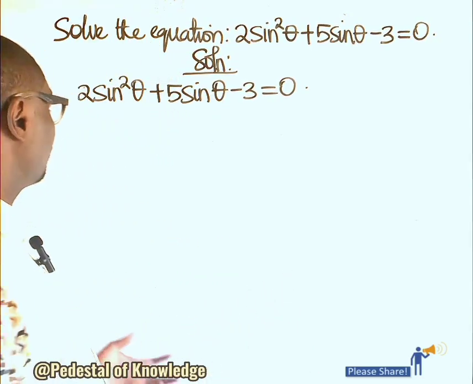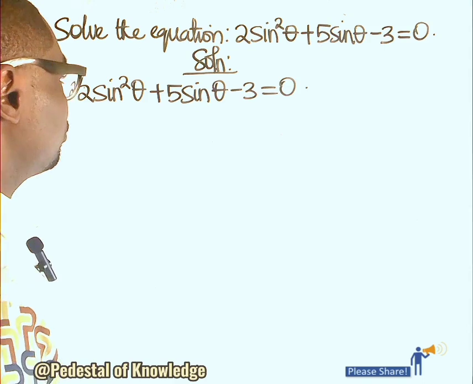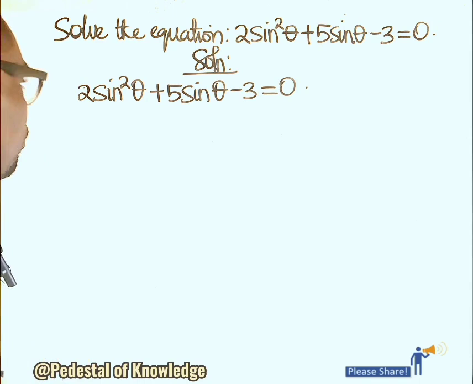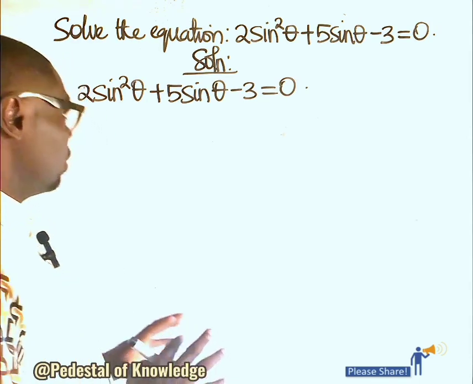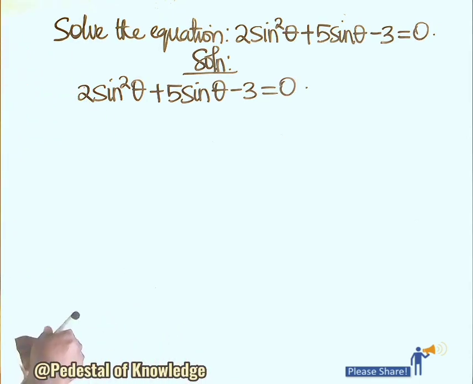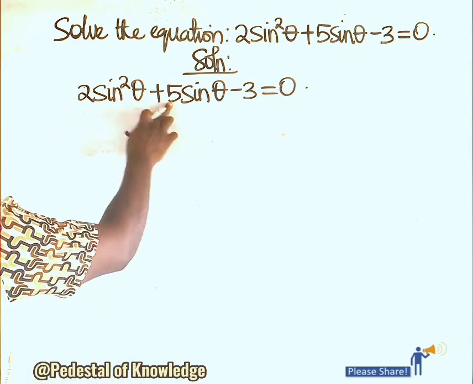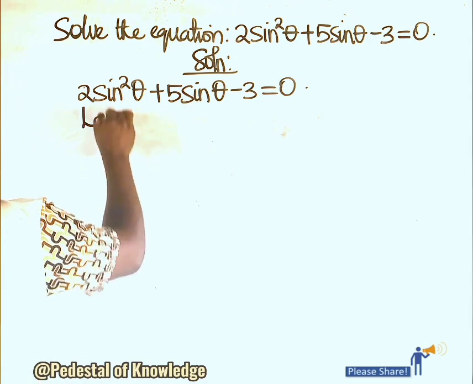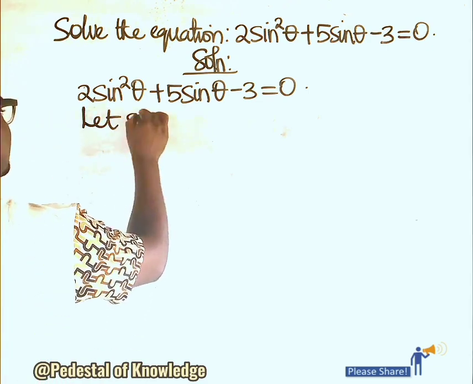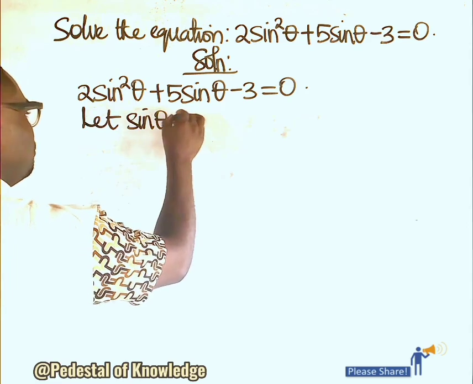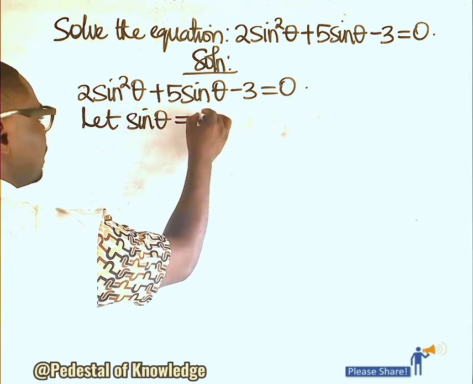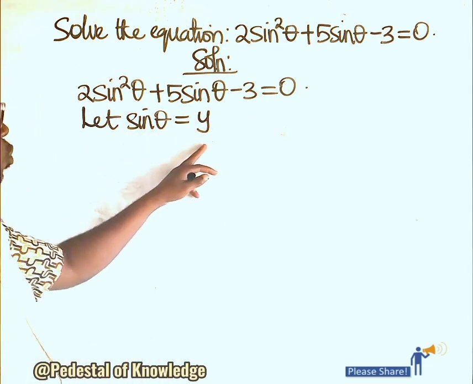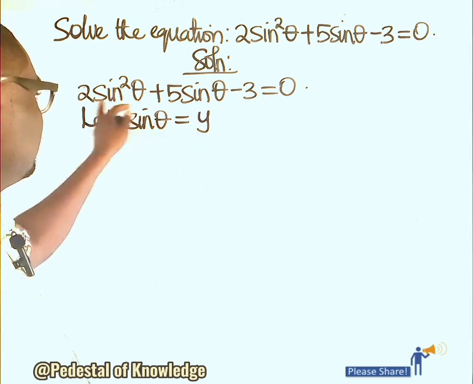Thank you. Now, it says solve the equation 2 sine squared theta plus 5 sine theta minus 3 is equal to 0. Okay, now, what we are going to do here is this. It says 2 sine squared theta plus 5 sine theta. Now, let sine theta be equal to an arbitrary parameter, let's say y. So if sine theta is equal to y, we now replace sine theta with y in this equation.